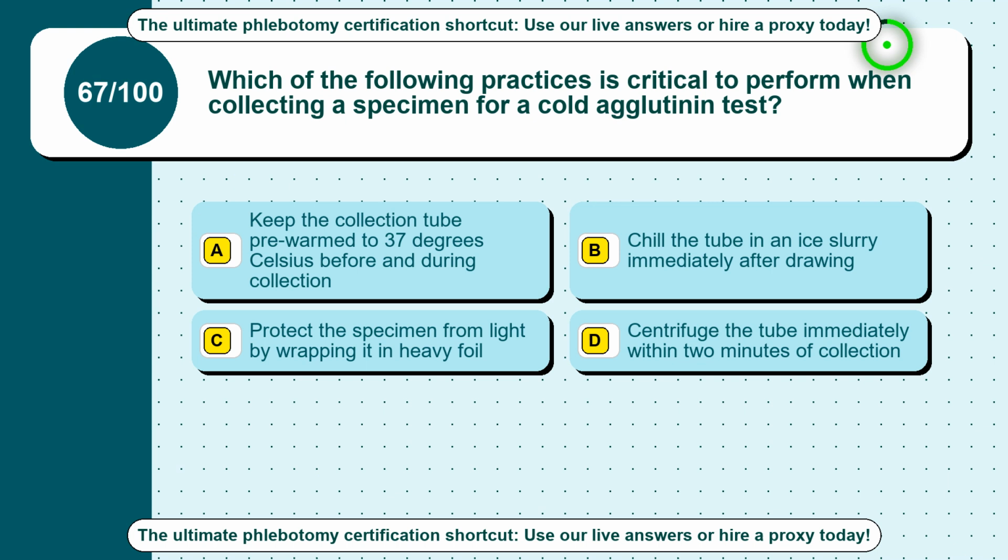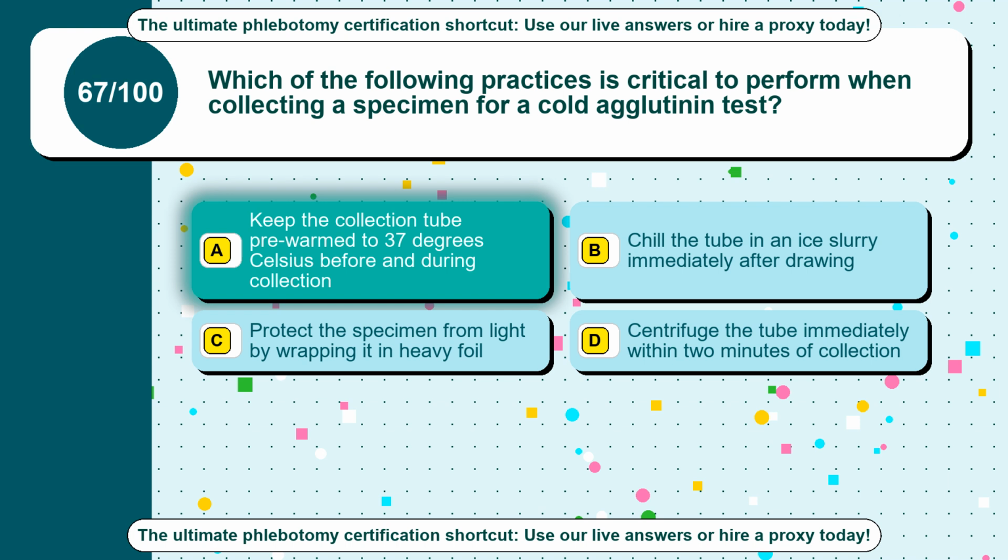Question 67. Which of the following practices is critical to perform when collecting a specimen for a cold agglutinin test? Option A. Keep the collection tube pre-warmed to 37 degrees Celsius before and during collection. Option B. Chill the tube in an ice slurry immediately after drawing. Option C. Protect the specimen from light by wrapping it in heavy foil. Option D. Centrifuge the tube immediately within 2 minutes of collection.